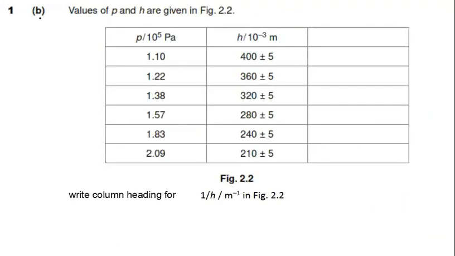Let's do an example now. Students, this is part B of the first graph question in the workbook. Part B says values of P and H are given in figure 2.2. These are the values of P. These are the values of H. Write column headings for 1 over H in the units per meter in figure 2.2. So the quantity is 1 over H and the unit is per meter. So the column heading should be 1 over H forward slash mark per meter.